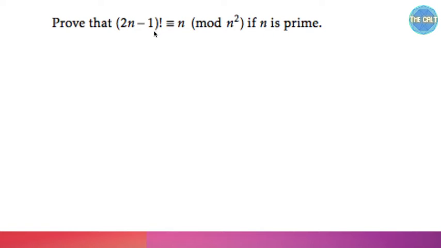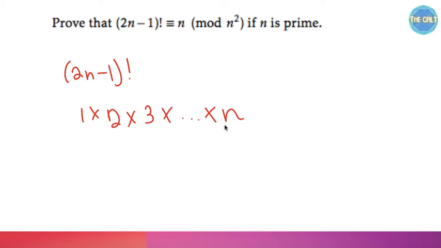Prove that (2n minus 1)! is equivalent to n mod n squared if n is prime. So the first thing that we notice is if we take (2n minus 1)!, it has one factor of n. The reason is, in this factorization somewhere, we get 1 times 2 times 3 all the way till n. So we do have a factor of n here. But since n is prime, we don't get the second factor. So this is not equal to 0. And now we just need to show it's equal to n.